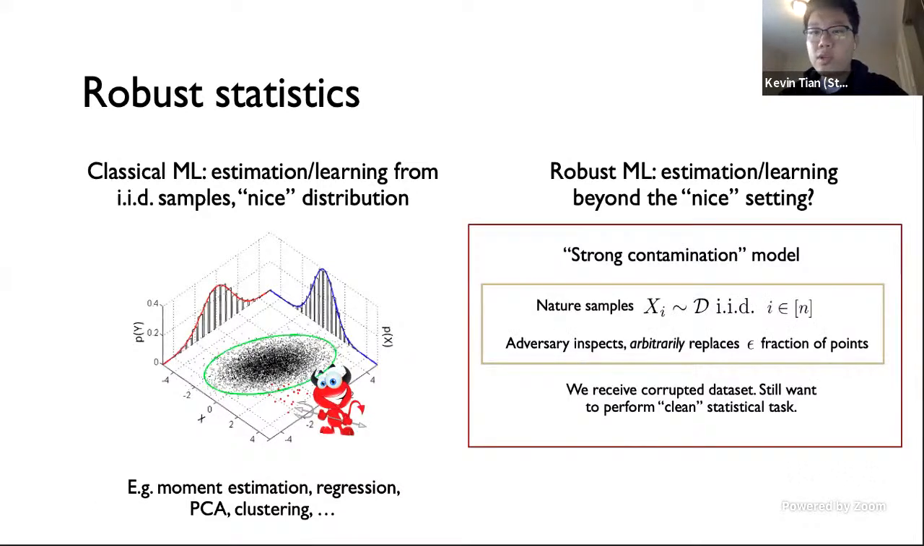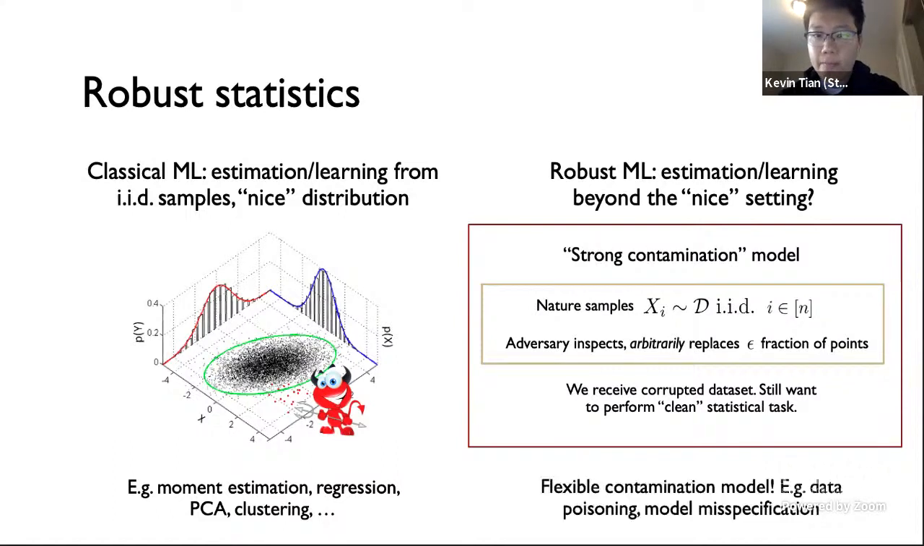I study robust learning under the strong contamination model, where nature first draws n independent samples from an underlying distribution D, and then an adversary can inspect these samples and replace an arbitrary epsilon fraction of their choice with anything in the support. So we receive the corrupted data, but we still want to estimate something about D. This is a powerful contamination model, which captures problems like data poisoning and training deep neural nets, as well as model misspecification, where the generative model is only close to being a well-behaved distribution.